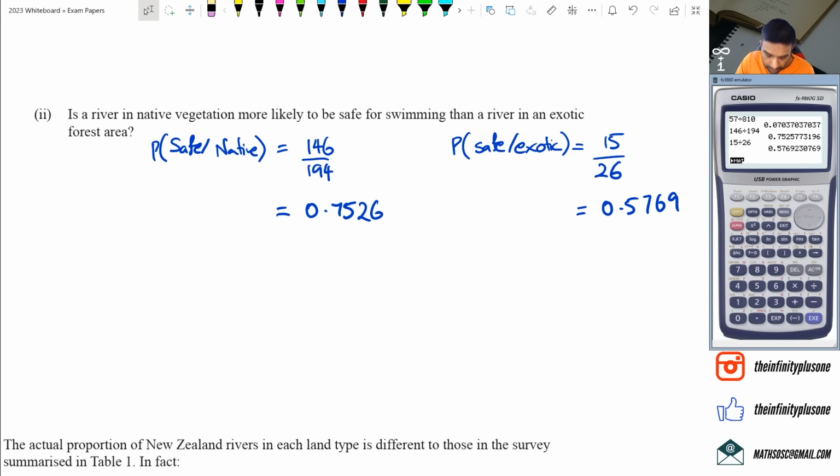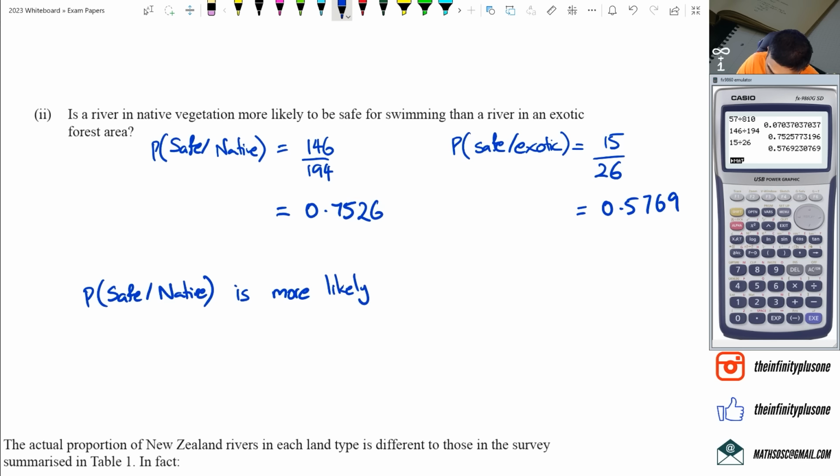So looking at the probabilities, we can say that the probability of safe given that it's native is more likely to be acceptable and safe, as it has a higher probability.